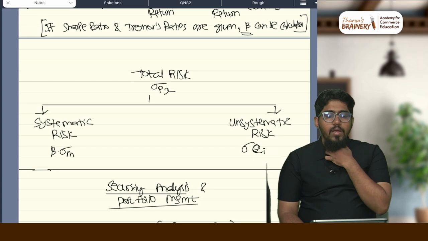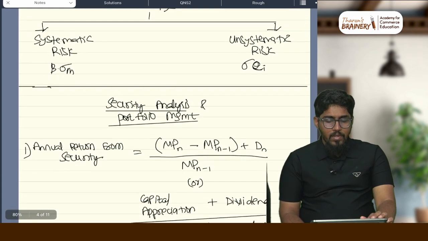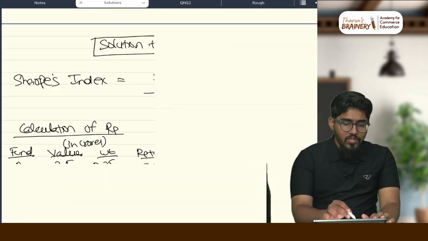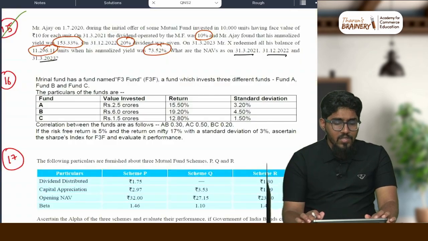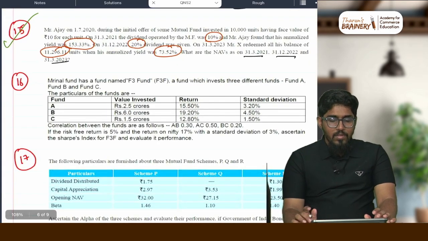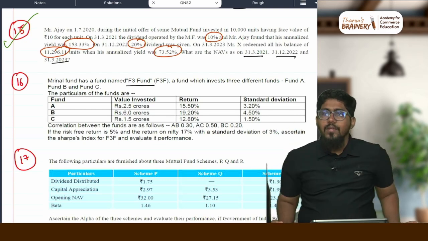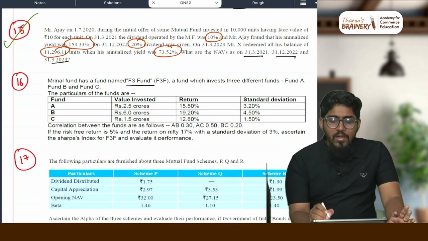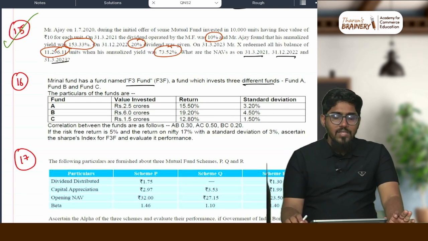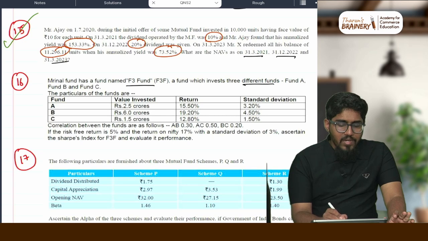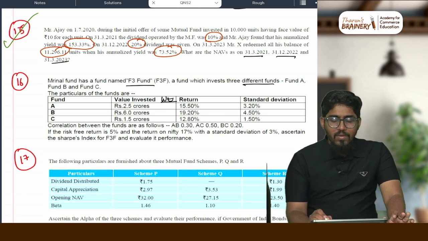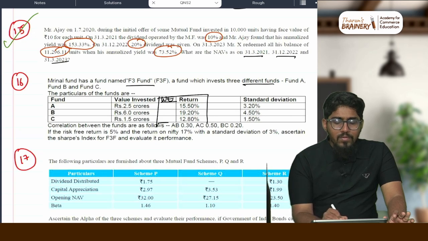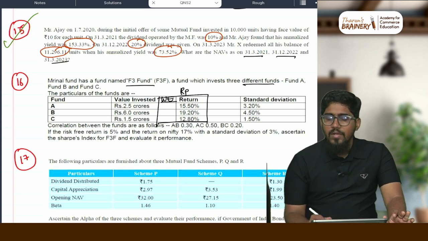Now, sir, let us directly jump on to the next question, which is question number 16. A mutual fund has a fund named F3 fund. It is a fund of funds. The mutual fund itself is investing in 3 funds: fund A, fund B, and fund C. With the value invested, you can find out the weight. Weight you know, return you know, so return from the portfolio you can calculate.